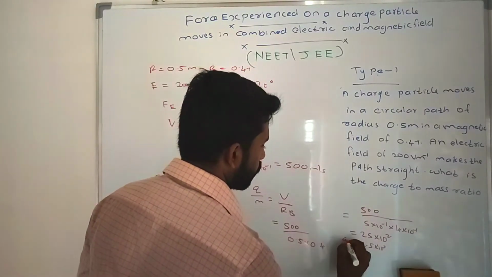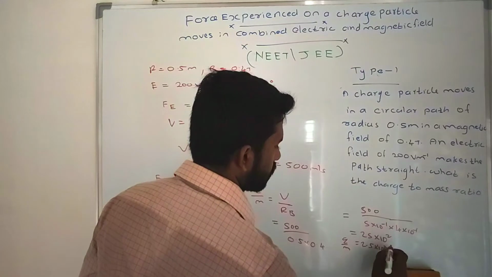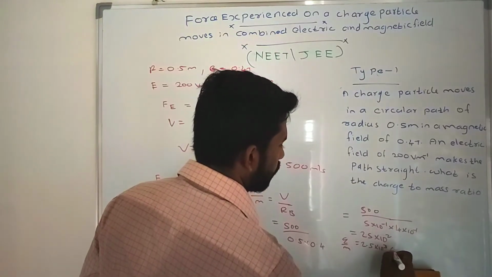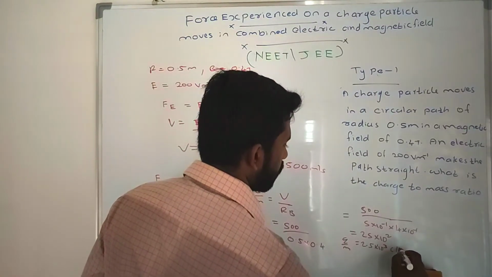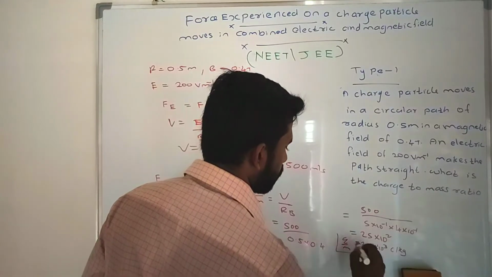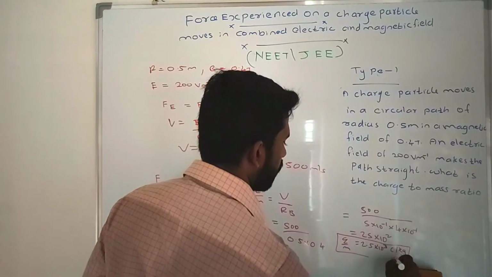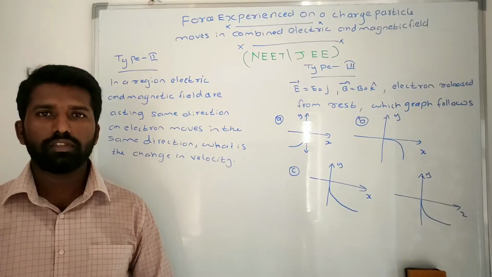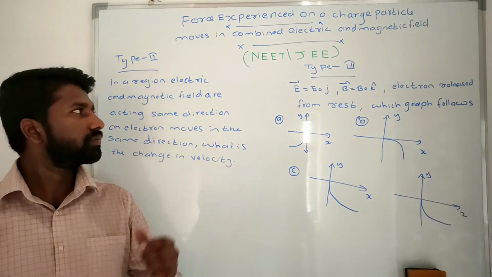What we need is the charge per mass ratio, that is coulomb per kilogram. This is the answer for the type 1 problem. Now we will see type 3.